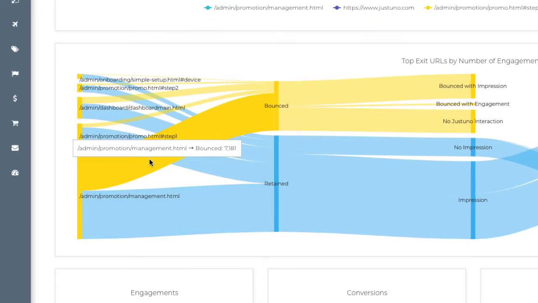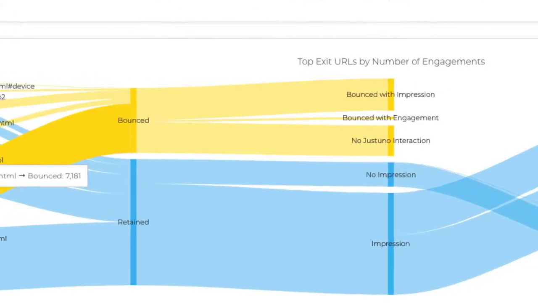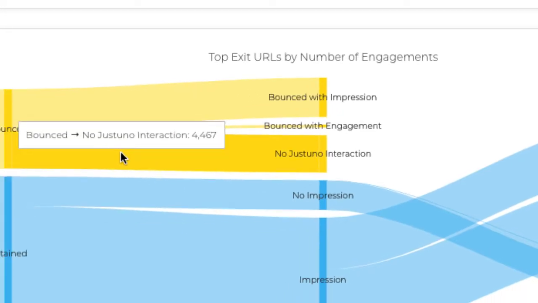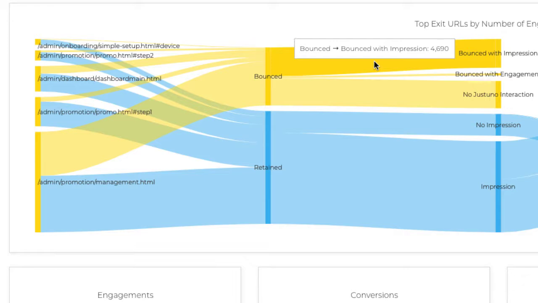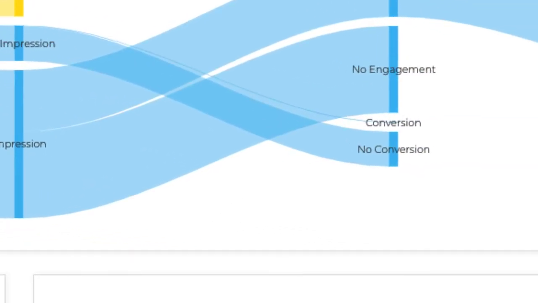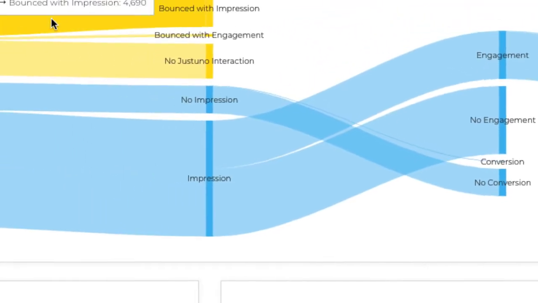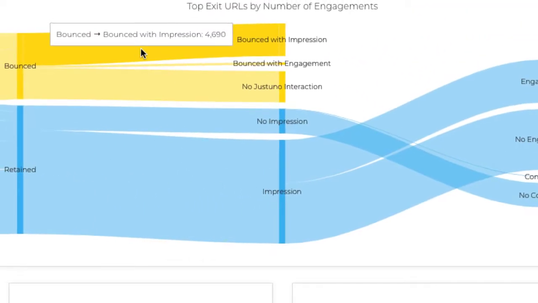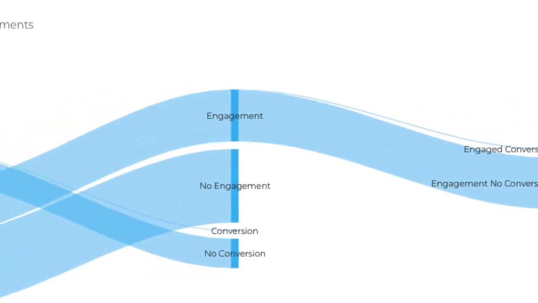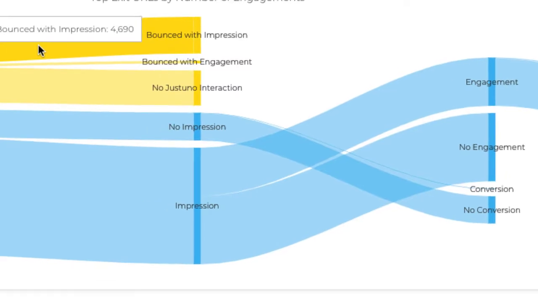Hovering over the sections, you are able to see the exact number of visitors that bounced from those URLs. Next, we break down if a visitor bounced and either had an impression and engaged with Justuno, or had no Justuno interaction. The blue flow outlines customers who continued their journey within their session when they finally exited on the listed pages. The first breakdown outlines if they had no impression and either converted or did not. The second breakdown outlines if a customer had a Justuno impression, engaged, and either had a conversion or did not. The third flow breaks down if a customer had an impression and did not engage.